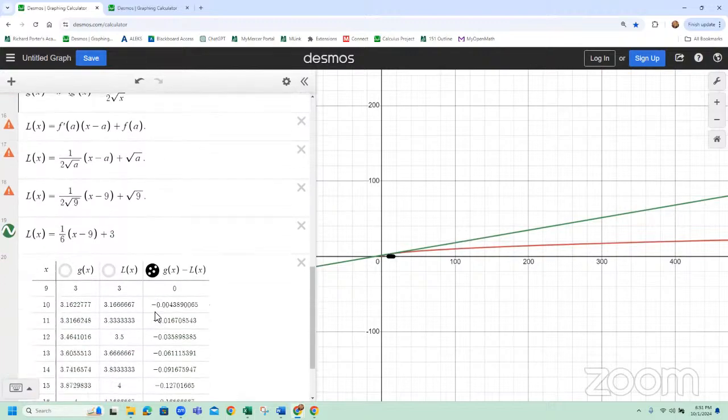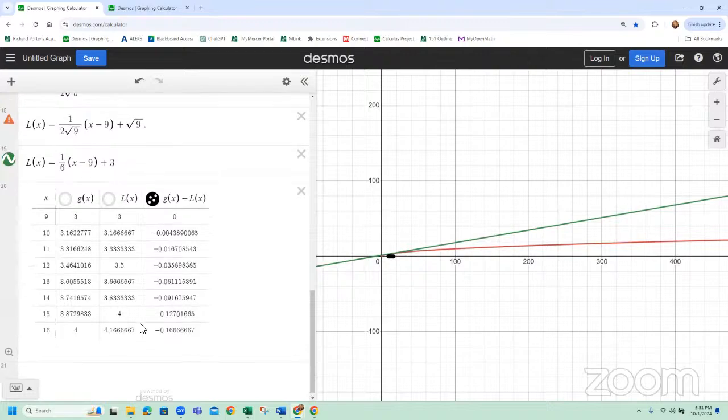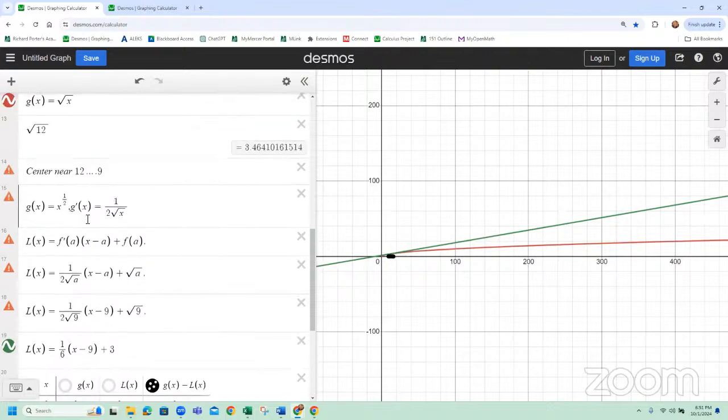Okay. All right, so what if I use a different center? What if I use the center of, so here's why I put the 9s in. Let me put in 400s there. 400.